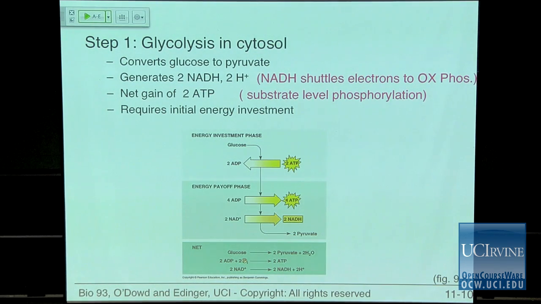So all of these, we've already started now pulling off the electrons and using them to generate carriers and making a little bit of ATP. So the net from glycolysis for glucose is we get 2 pyruvates, we get 2 ATPs, we invested 2 and we made 4, so our net is 2, and we get 2 NADHs as well.